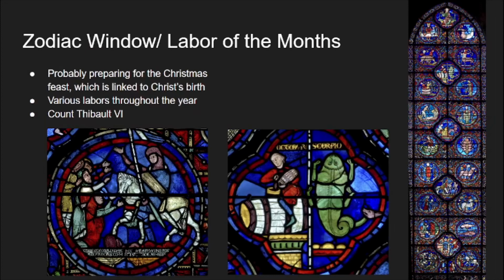So you'll see them doing the winters and the fall with October and Scorpio. You'll see people harvesting. You'll see people feasting here at the top. And it's sponsored by Count Thibault VI, which is why he's also featured predominantly in it here at the bottom right.